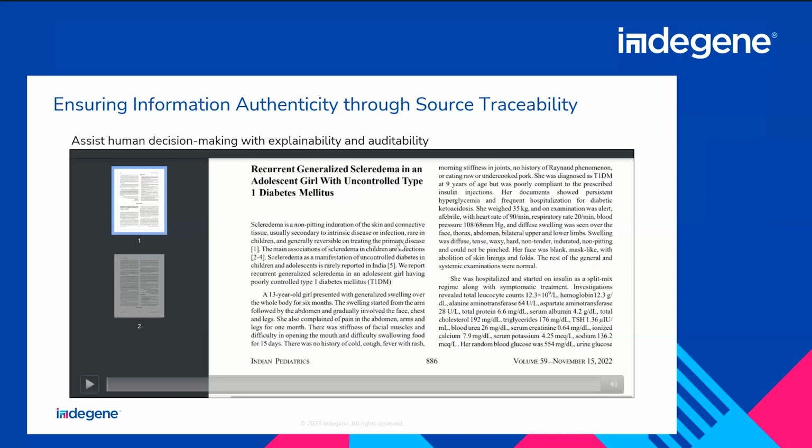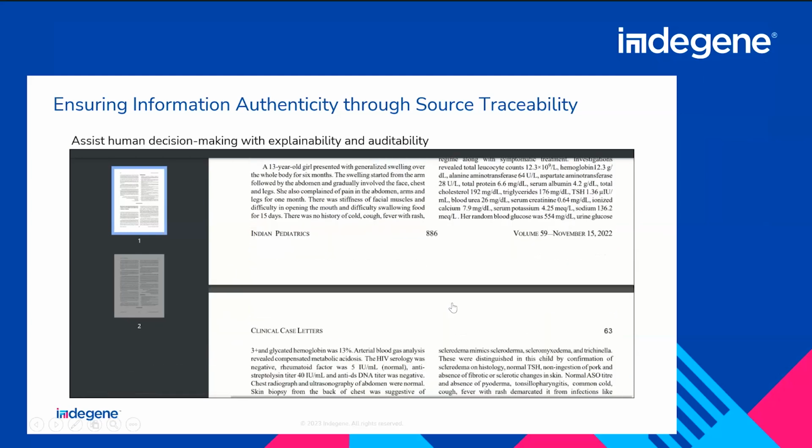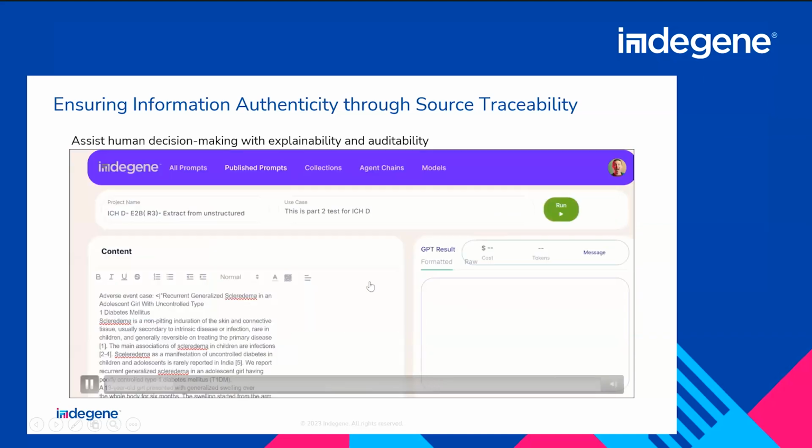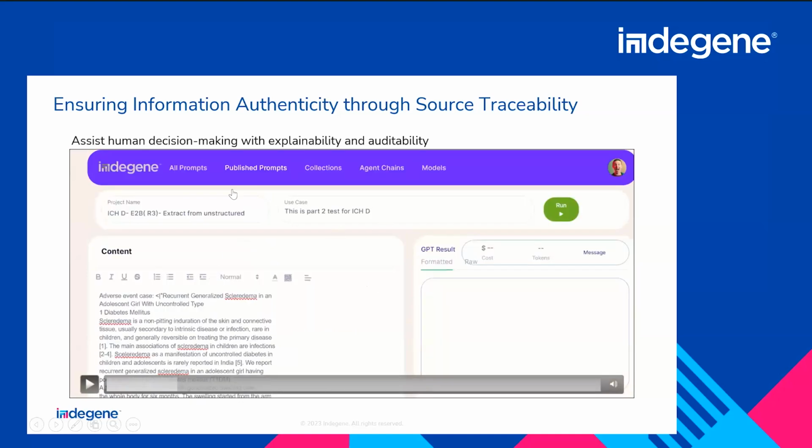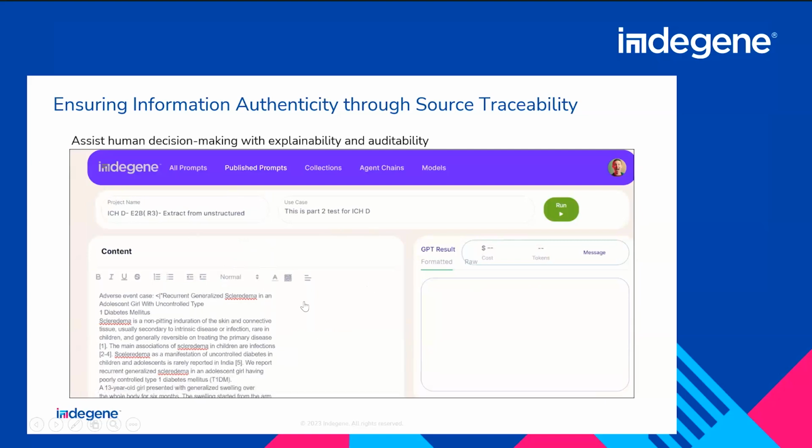What we are showing right now is an example of a literature article. Within pharmacovigilance, we routinely monitor literature for adverse event reports, and that is the use case we are looking at today. As you can see on the screen, we have the literature article coming in here. We are going to process this particular article via the generative AI model. This is a platform that is built by Indegene, and we use it to carry out our experiments using generative AI.